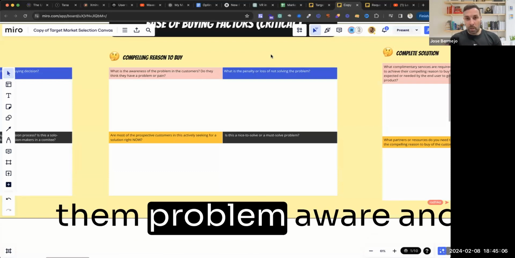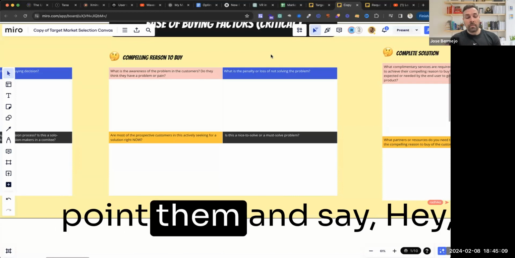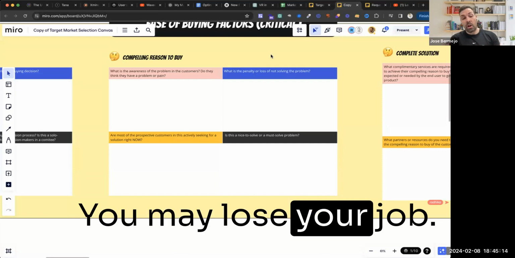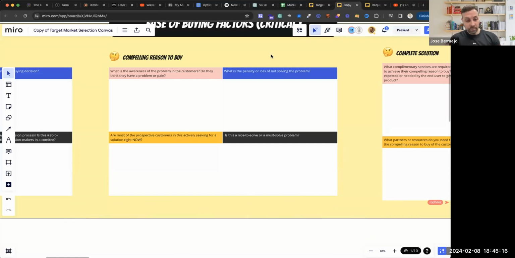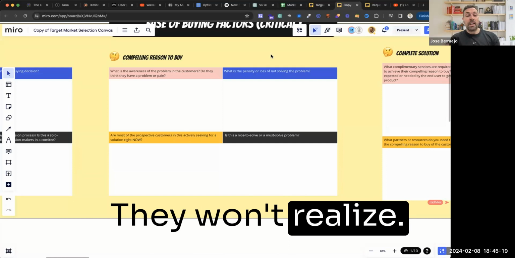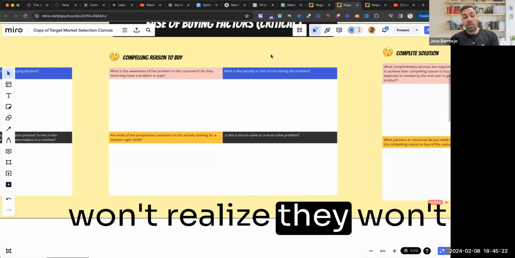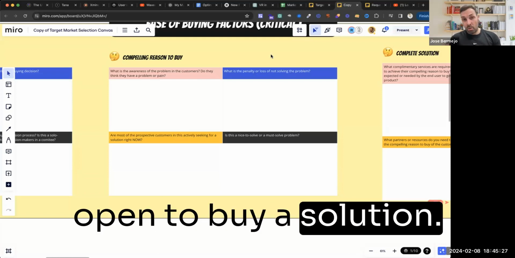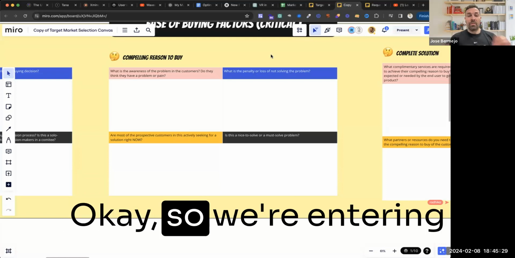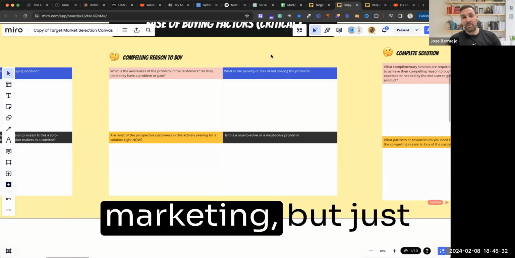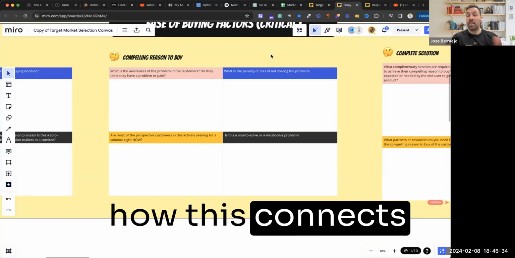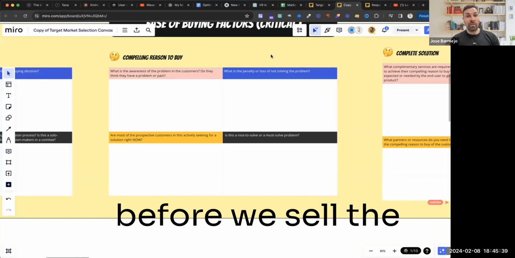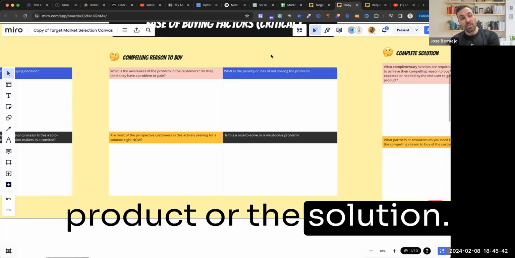And if we don't make them problem aware and point them and say, hey, you're losing all this time, you're losing all this money, you may lose your job, this is what's going on, they won't realize. And because they won't realize, they won't be open to buy a solution. So we're entering into messaging and market, but just how this connects with that: if the market is not aware they have a problem, we need to solve the problem before we sell the product or the solution, right?